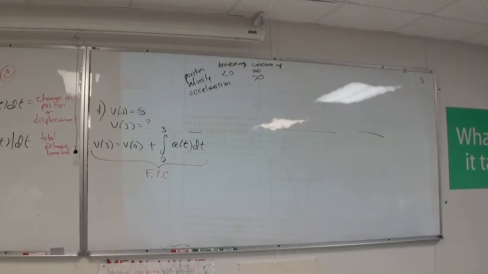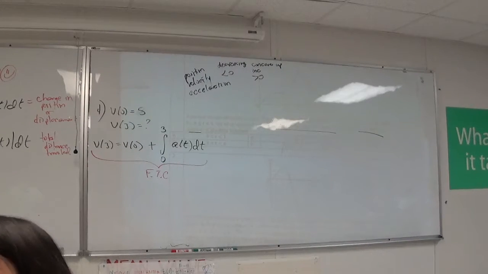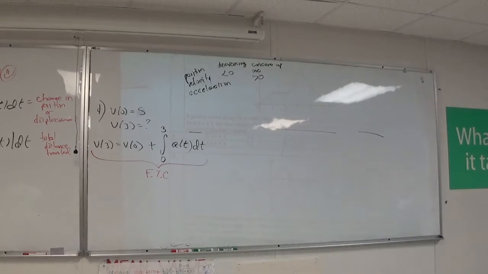Your setup is perfect. Well, once you, so what is the integration? You find the antiderivative: 3t squared, and then you plug in 1, 3t squared. So you find the antiderivative, right?